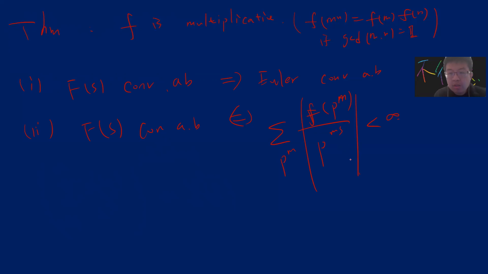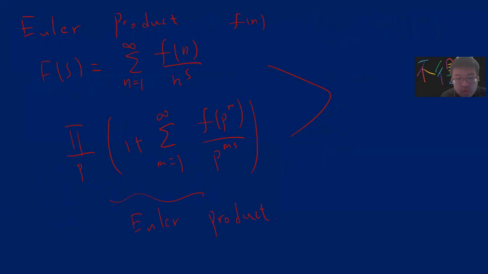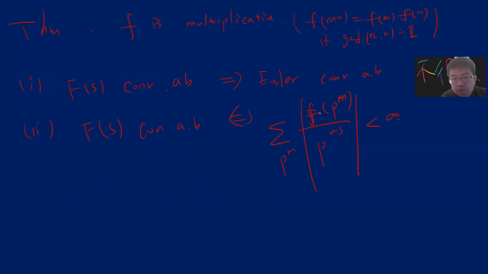Okay, which is this one, right? This sum. Put into here, so f of p to the m over p to the ms. I think this sum is what? Oh, this sum should be over all p. Okay, so the sum over p of f of p to the m over p to the ms is less than infinity. Okay, so that means, let's just do the proof.